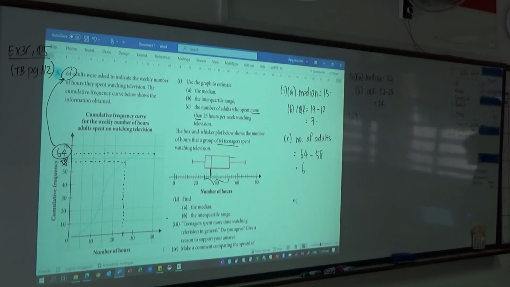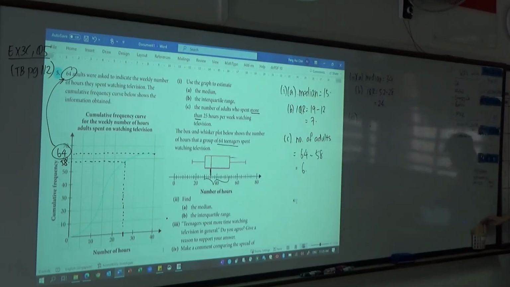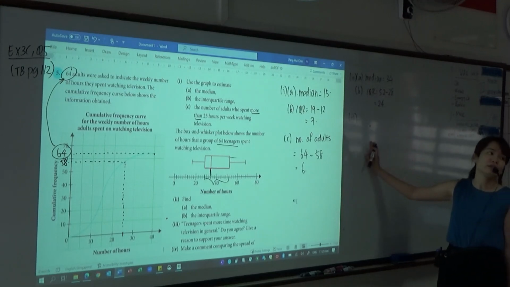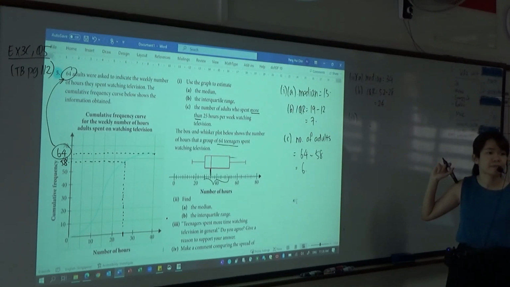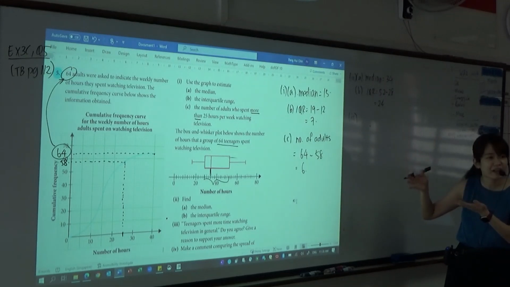Then in part 3, it states that the teenagers spent more time watching television in general. Do you agree? Give a reason to support your answer. I just want someone to give me an answer. Let me pick from my ice cream sticks. It says Lavelle. Lavelle, do you have an answer for part 3? Any attempt? Can you try?